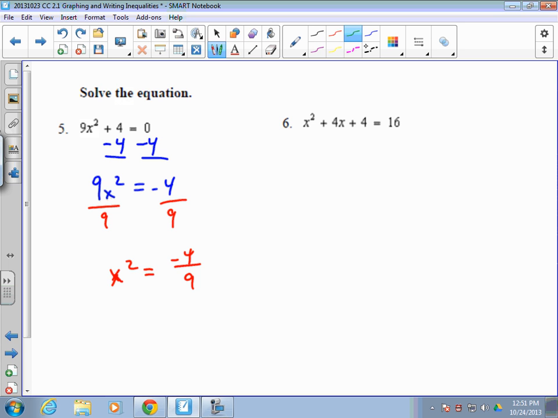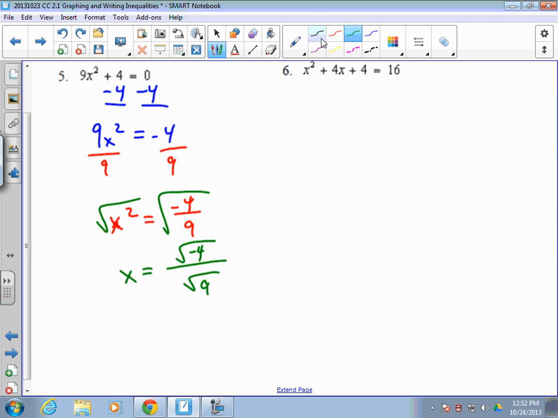Cancel out x squared by taking the square root. Take the square root of this. That'll give us x equals the square root of negative 4 over the square root of 9. When you simplify that, you get x equals i times the square root of 4, because you have to take that negative out, over.